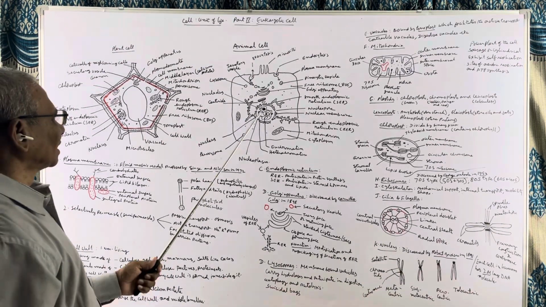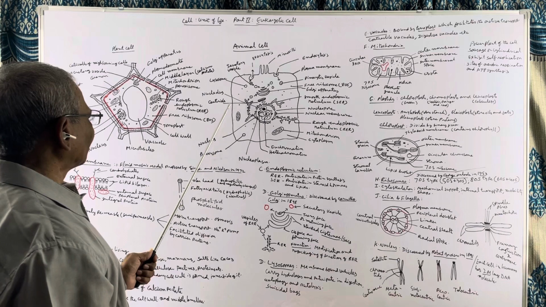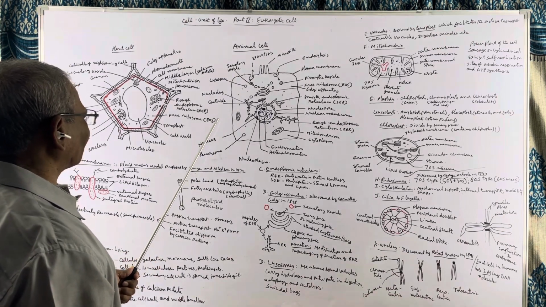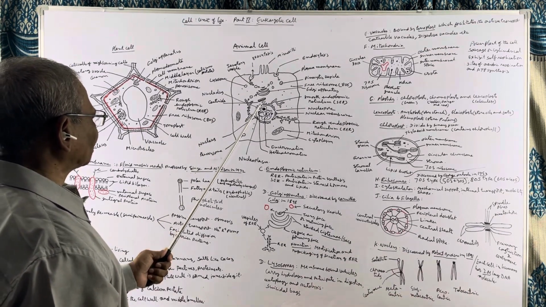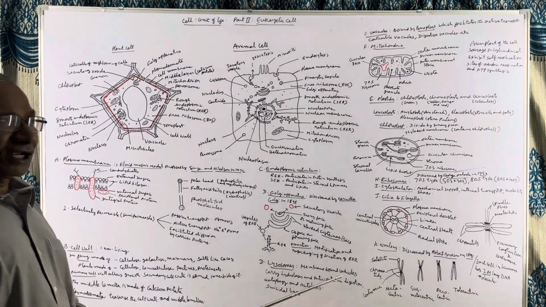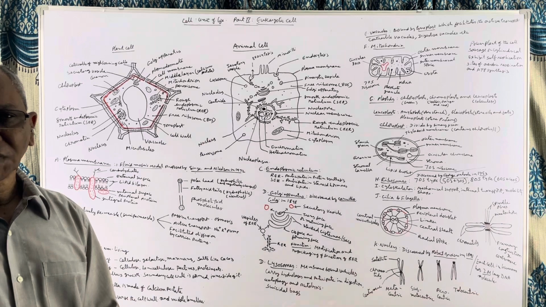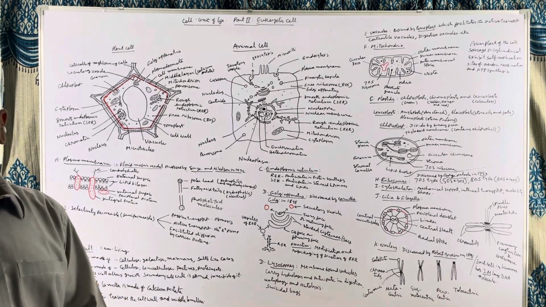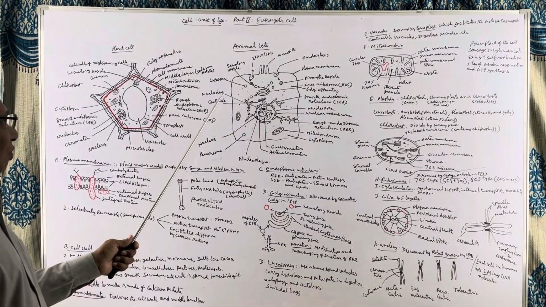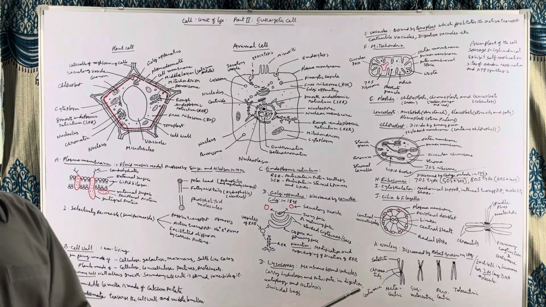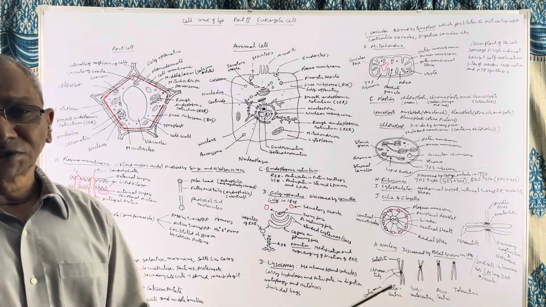Then, in the case of animal cells, there is one cell organelle known as centriole, this one. The centriole is located near the nucleus and is present only in animal cells. Except for very few, plant cells do not have any centriole. The centriole participates in cell division.